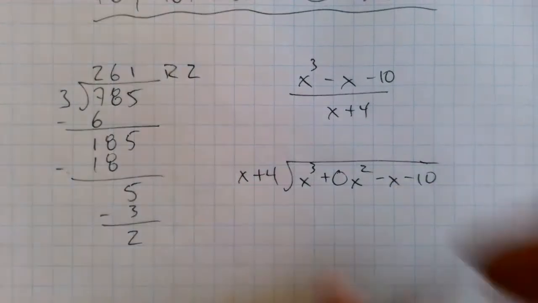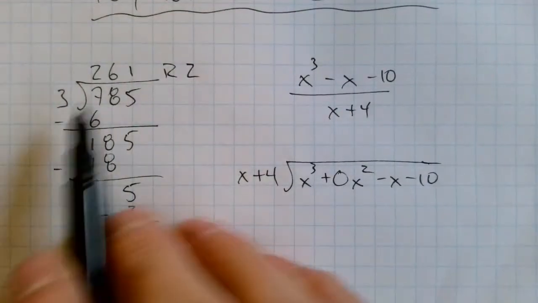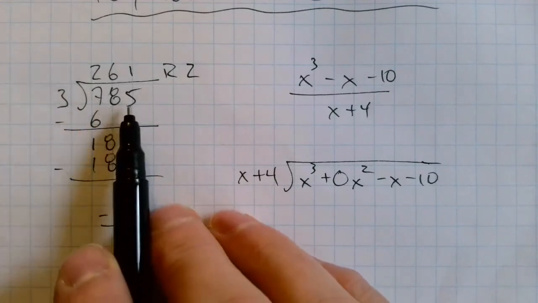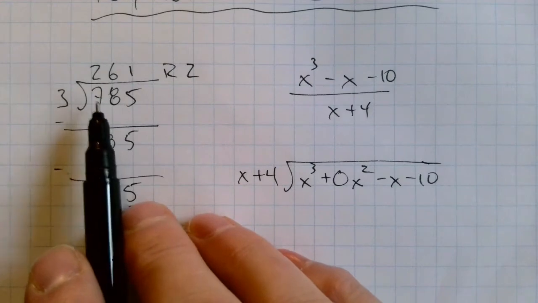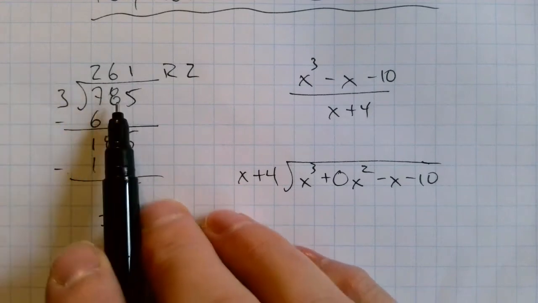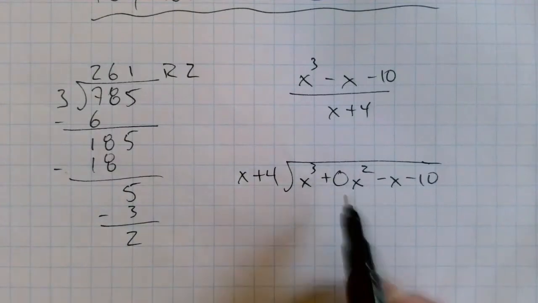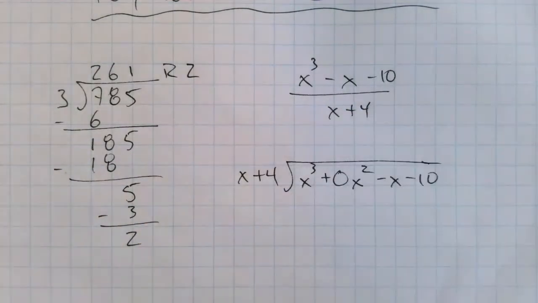Okay, so now I've got my placeholder here. If the tens, let's say, were missing here, if I didn't have 8 tens and it was just 0, then I would have had a 705. There would have been a 0 there. With polynomials, we don't typically include that term if it's not there. We just skip over it.